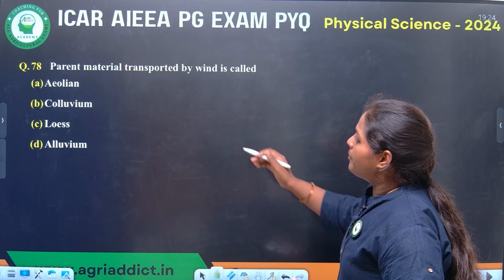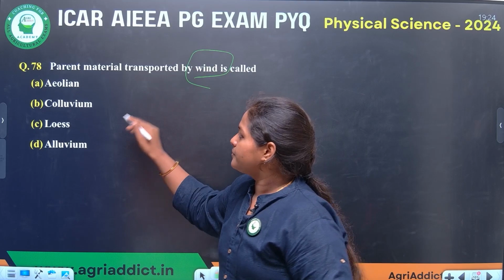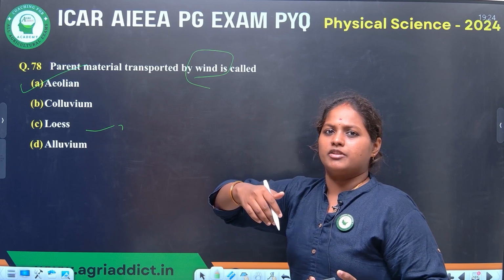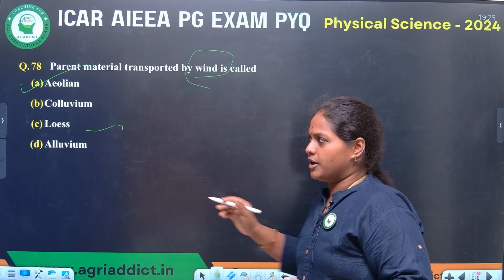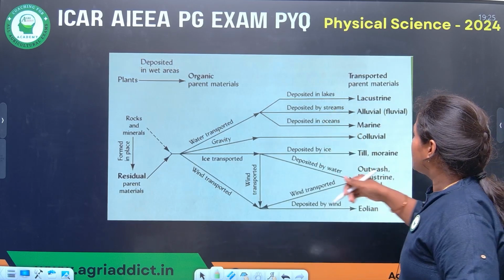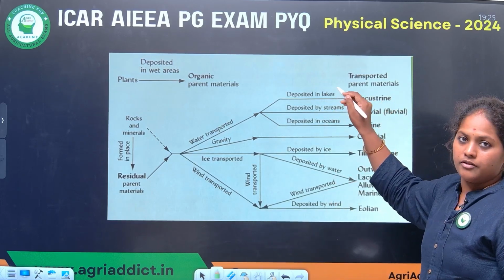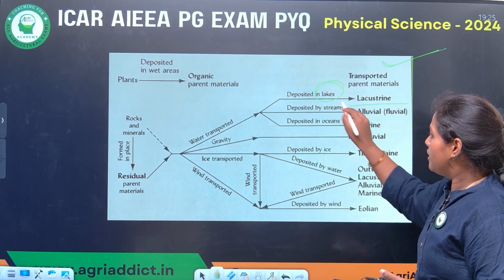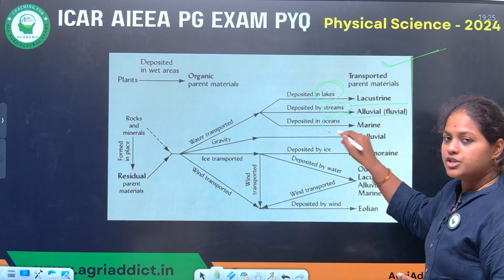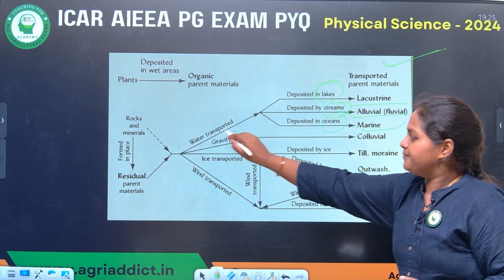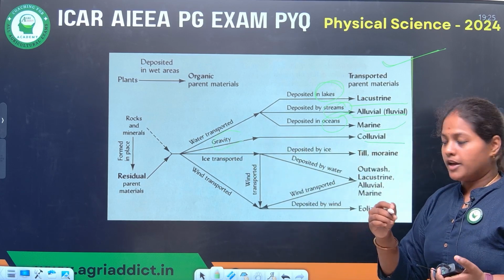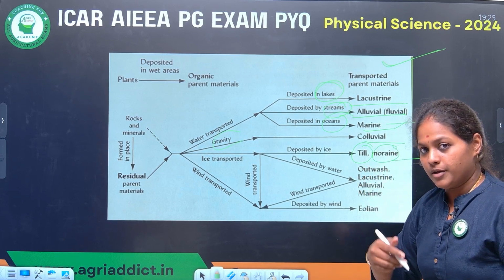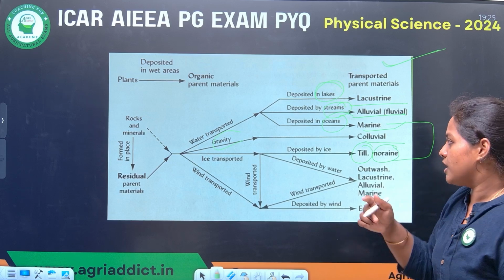Question number 78. Parent material transported by wind is eolian. Loess is also there, but it is secondary because first sand particles will be transported, then silt. We will consider eolian. These are different kinds of transported parent materials, very important from the objective point of view. If it is deposited in lakes, it is lacustrine. Streams, alluvial or fluvial. Oceans means marine. Gravity, it is colluvial. If it is transported by ice, again two types, till and moraine. Don't get confused between marine and moraine. Marine is related to water and moraine is related to ice.